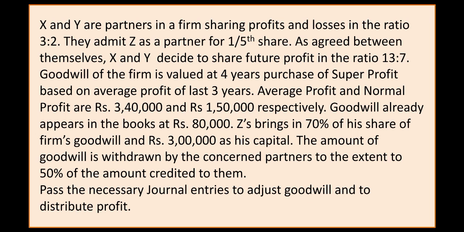Z brings in 70% of a share of firm's goodwill and rupees 3 lakh as his capital. So he is bringing part of goodwill. The amount of goodwill is withdrawn by the concerned partners to the extent to 50% of the amount credited to them. Now here partners are withdrawing their goodwill. Pass necessary journal entries to adjust goodwill and to distribute profit. So I think we have done. So I think this question includes all the entries we have studied till now. Let's try to calculate this.